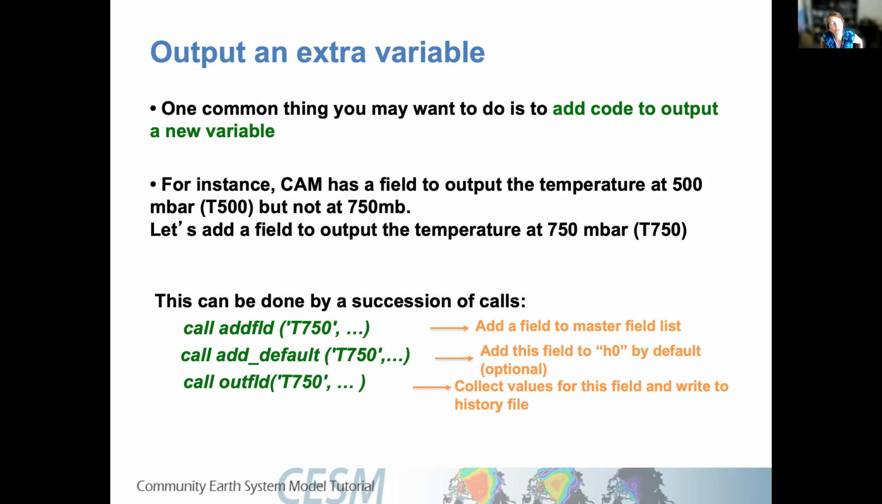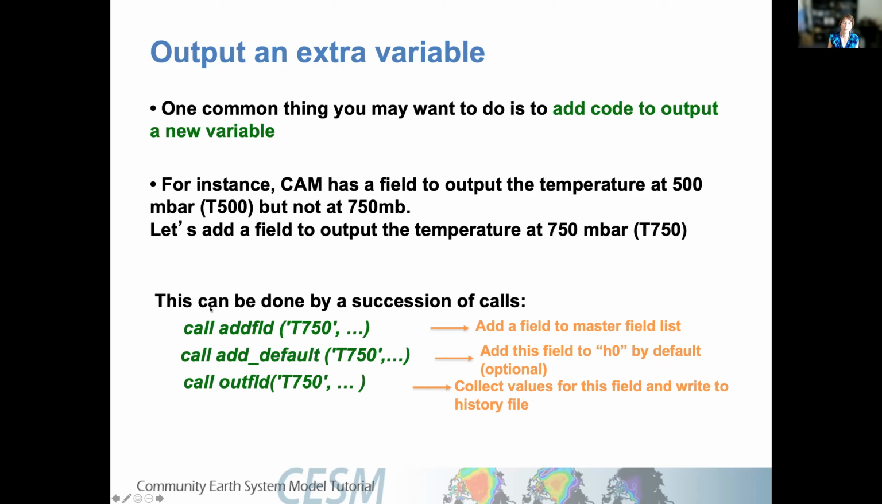And we are going to do something fairly simple that often users want to do. What do you need to do if you want to add code to output a new variable? I'm going to give you an example here. CAM has a field to output the temperature at 500 millibar. It's called T500. But you don't have a variable in CAM to output the temperature at 750 millibar. Then we are going to add a field called T750.